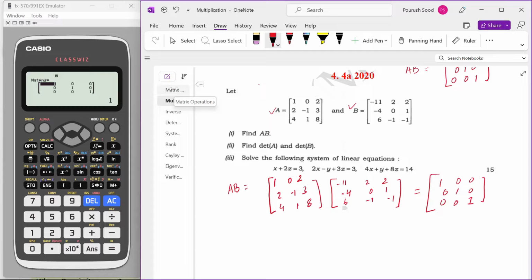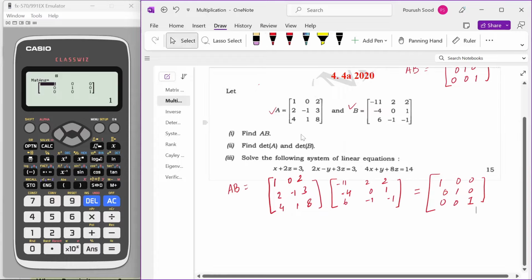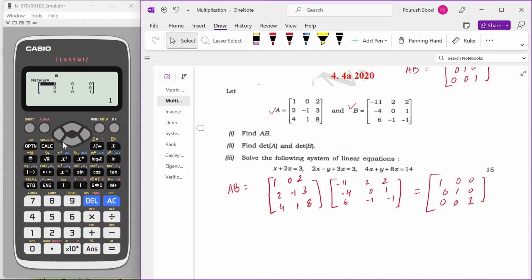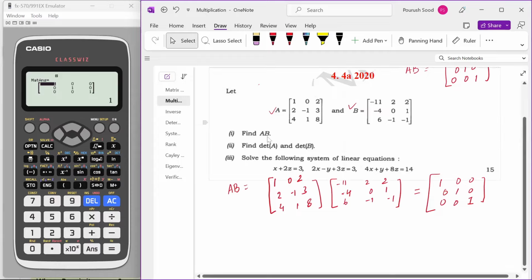I never used to actually calculate it manually, like 1 into minus 11 plus 0 into minus 1. So I think this is a much cleaner way, and this will fetch you the same number of marks. And matrix multiplication will be used in plenty of places, so I would suggest that you use this. Similarly, we can also calculate multiple products like matrix A into B into C. Everything can be done in this fashion. So that is matrix multiplication.